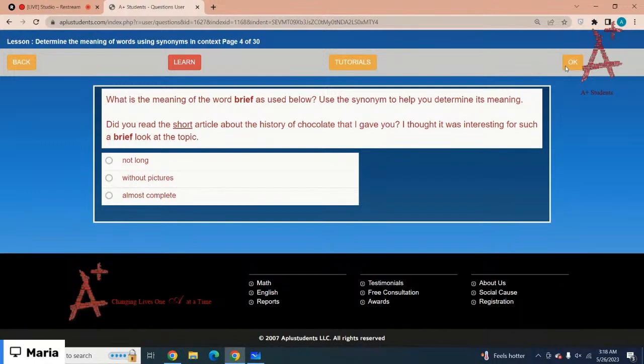Okay, the next one is, what is the meaning of the word brief as used below? Use the synonym to help determine its meaning. Did you read the short article about the history of chocolate that I gave you? I thought it was interesting for such a brief look at the topic. So you have to understand the word brief. Brief means the one that is not long. Got it? The correct option is not long.